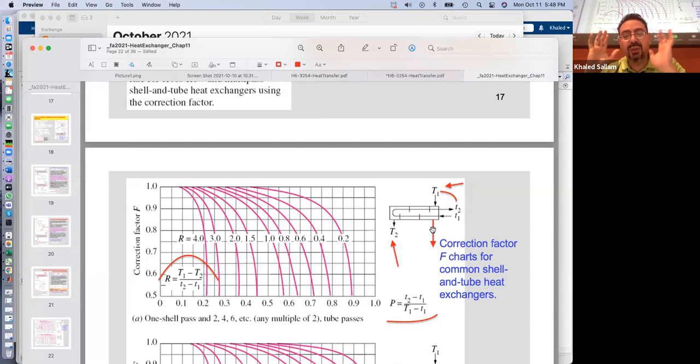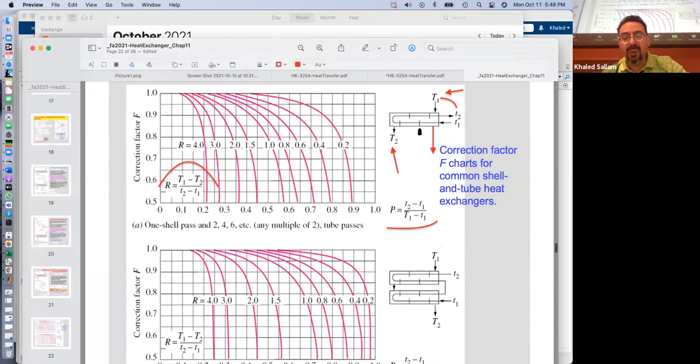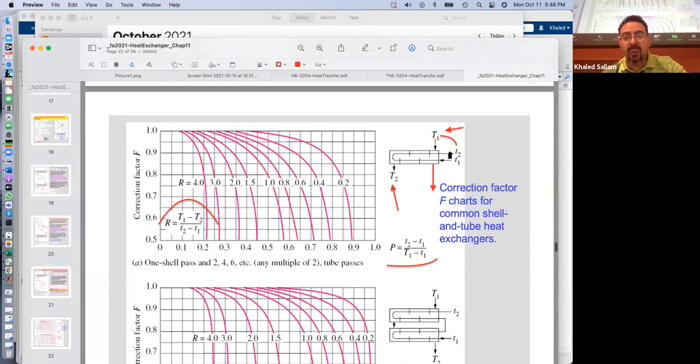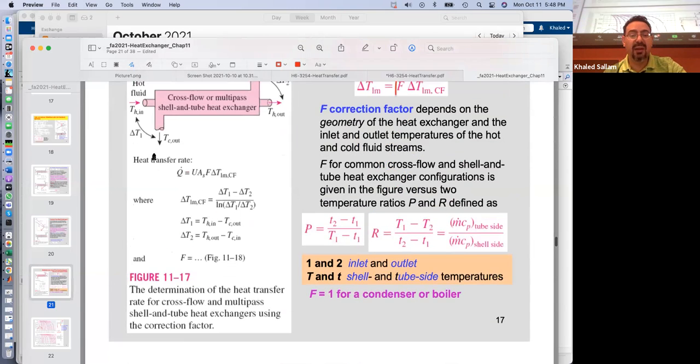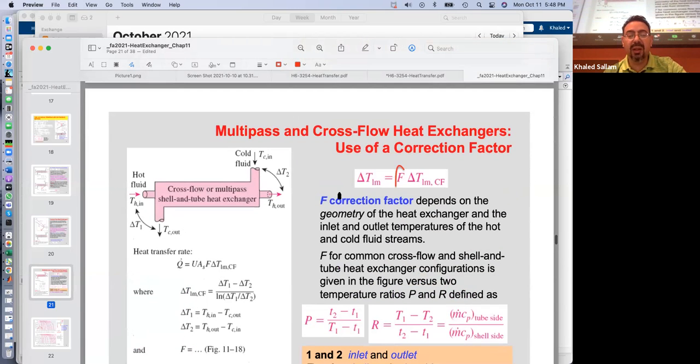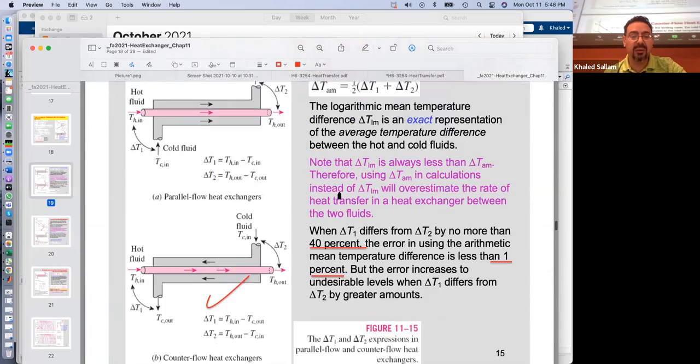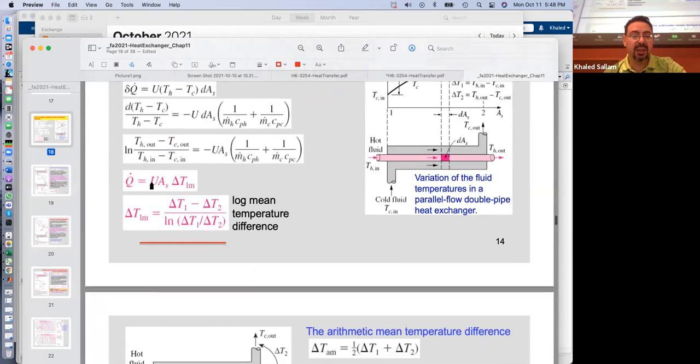All right. Point of the story, to get the correction factor, we need to use those charts, depending on whether we have one shell or two shells, and we follow the recipe exactly to get the P and the R and get the F. Once we get the F, we are back into the equation. Where is our equation? This equation. Q is UA delta T, delta T, this multiplied by that. Right? Let's take our 15 minutes break and we'll start again at 6:05 or 6:03.